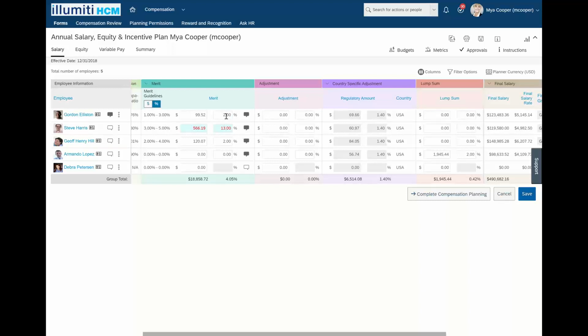And as I come and make entries for my different employees, the system is doing a series of checks. You can see this value that's entered here, 2%, falls within my 1 to 3% range, and as a result, it's highlighted here in black. But my next employee, Steve, has been given an increase of 13%, and that falls way outside his range of 3 to 5%. And as a result, the system is highlighting that in red.